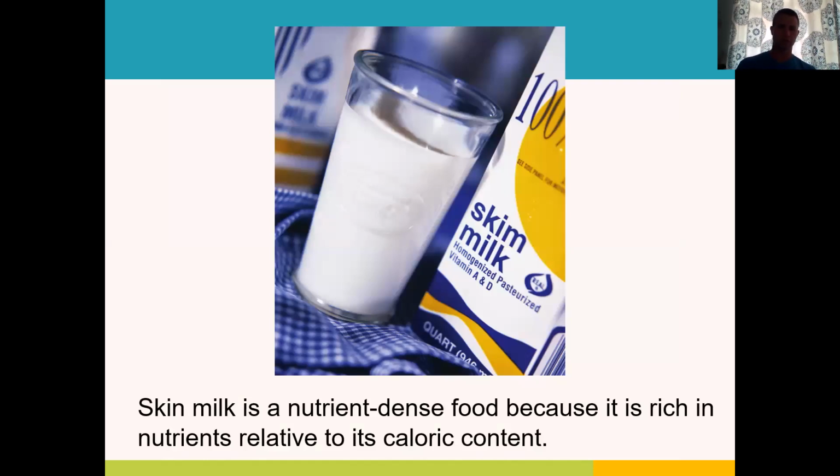So skim milk is a nutrient-dense food because it's rich in nutrients relative to its caloric content. Again, I don't really feel that whole milk is not a nutrient-dense food just because it has more calories either, because it has its place.